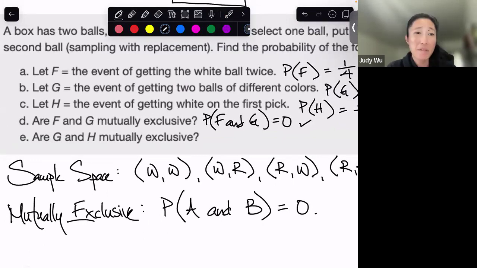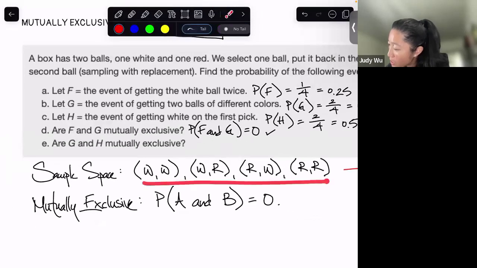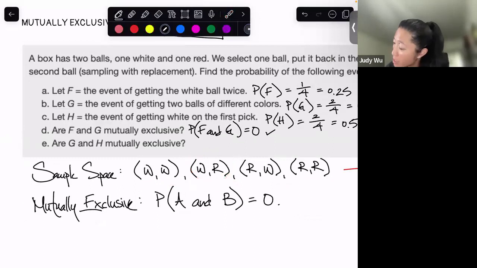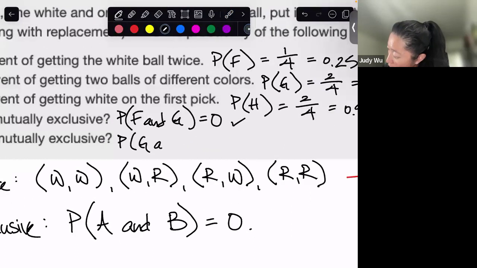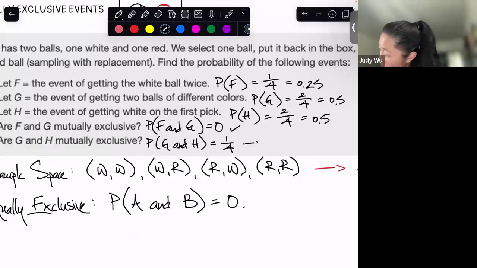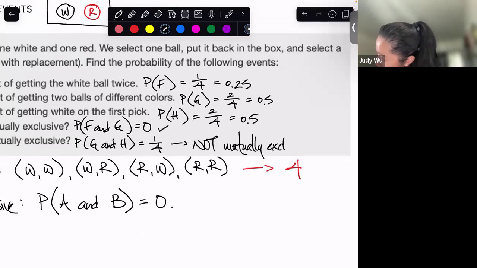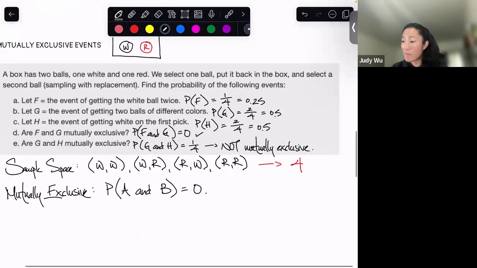So let's try that kind of reasoning again for E. Are G and H mutually exclusive? G is the event of getting two balls of different colors, and H is getting white on the first pick. If I look at my four things in the sample space, I can get white on the first pick and get two balls of different colors. In fact, that happens 1 out of the 4 times. So my probability of G and H is 1 out of 4. This is not 0, so they are not mutually exclusive. In other words, I can have a white ball come out first and end up with two different colors.